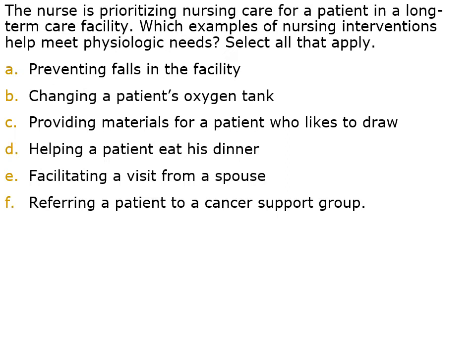Helping a patient eat his dinner falls under the physiological needs of Maslow's hierarchy. Does it? Yes, because it's eating, drinking, elimination. That falls under the physiological needs. How about facilitating a visit from a spouse or a family member? Okay, facilitating a visit from a spouse or a family member falls under the physiological needs. We know that's false, right? That falls under love and belonging. All right, how about referring a patient to a cancer support group? Again, that's not a physiological need, so that would be false.